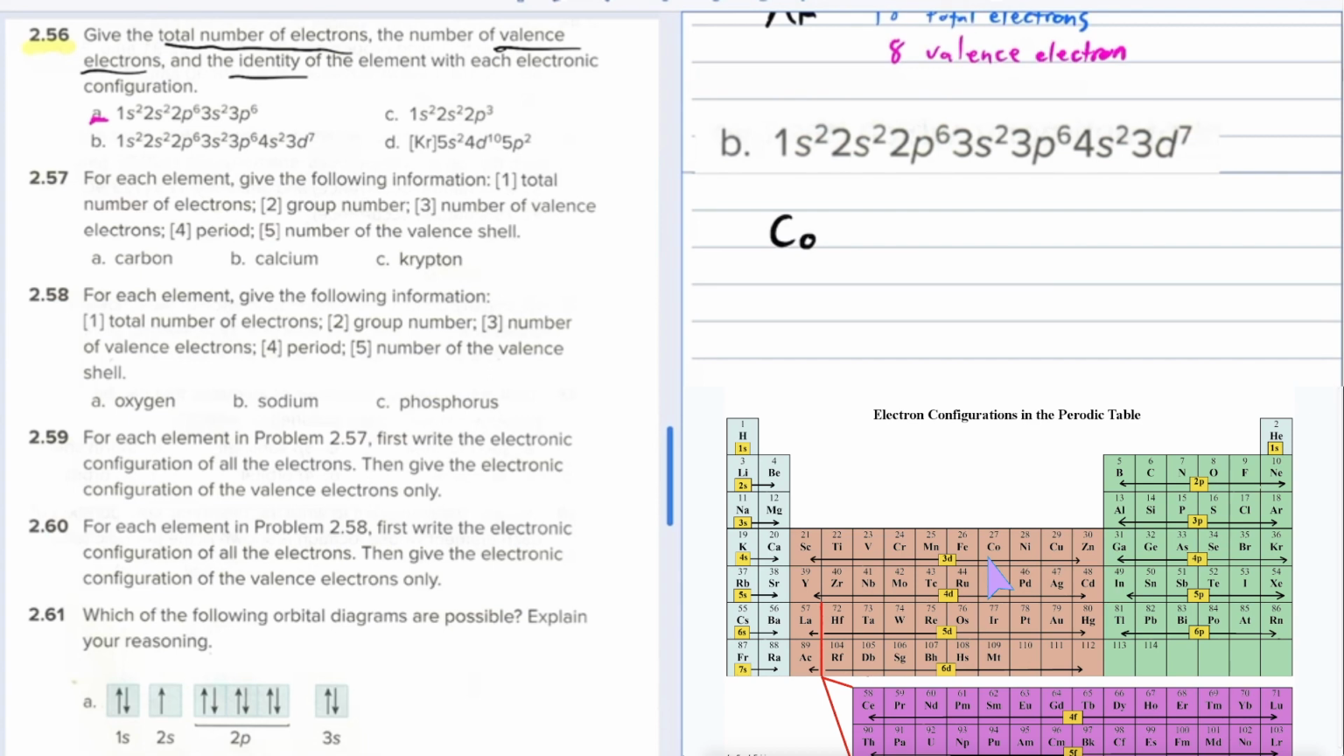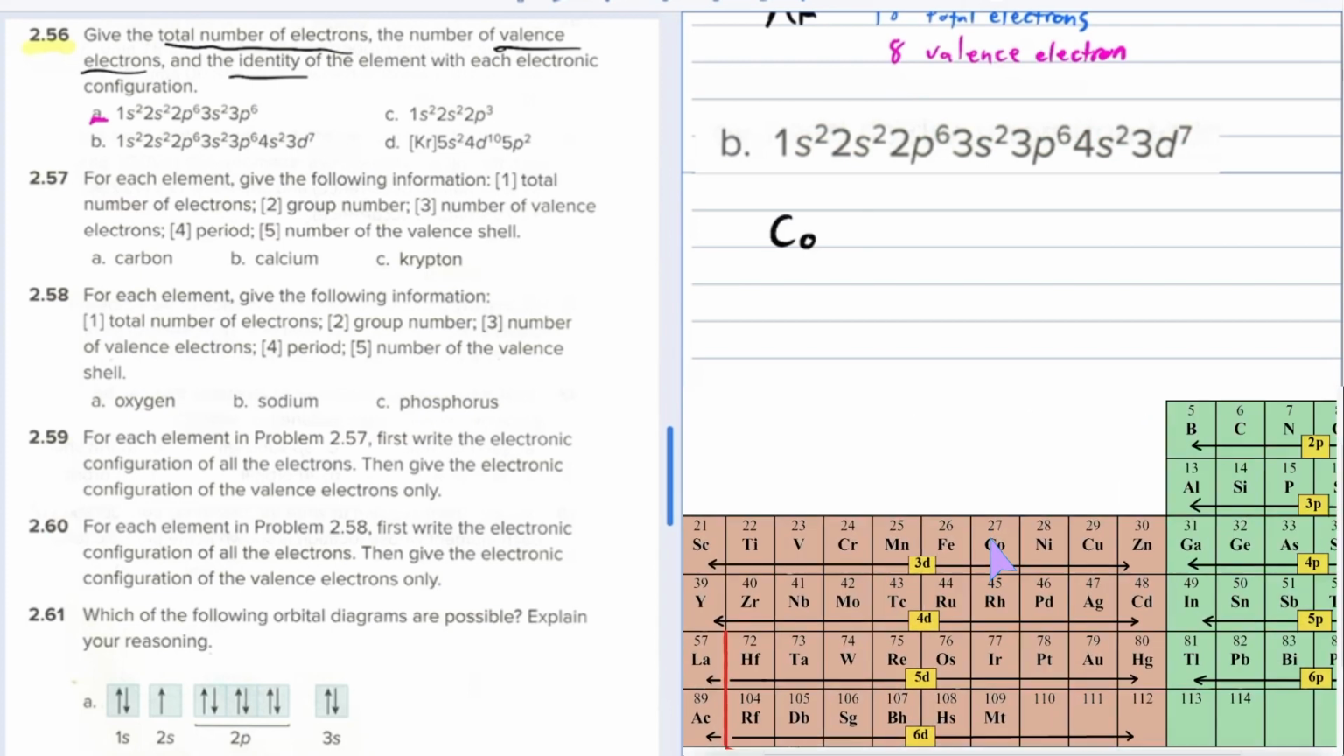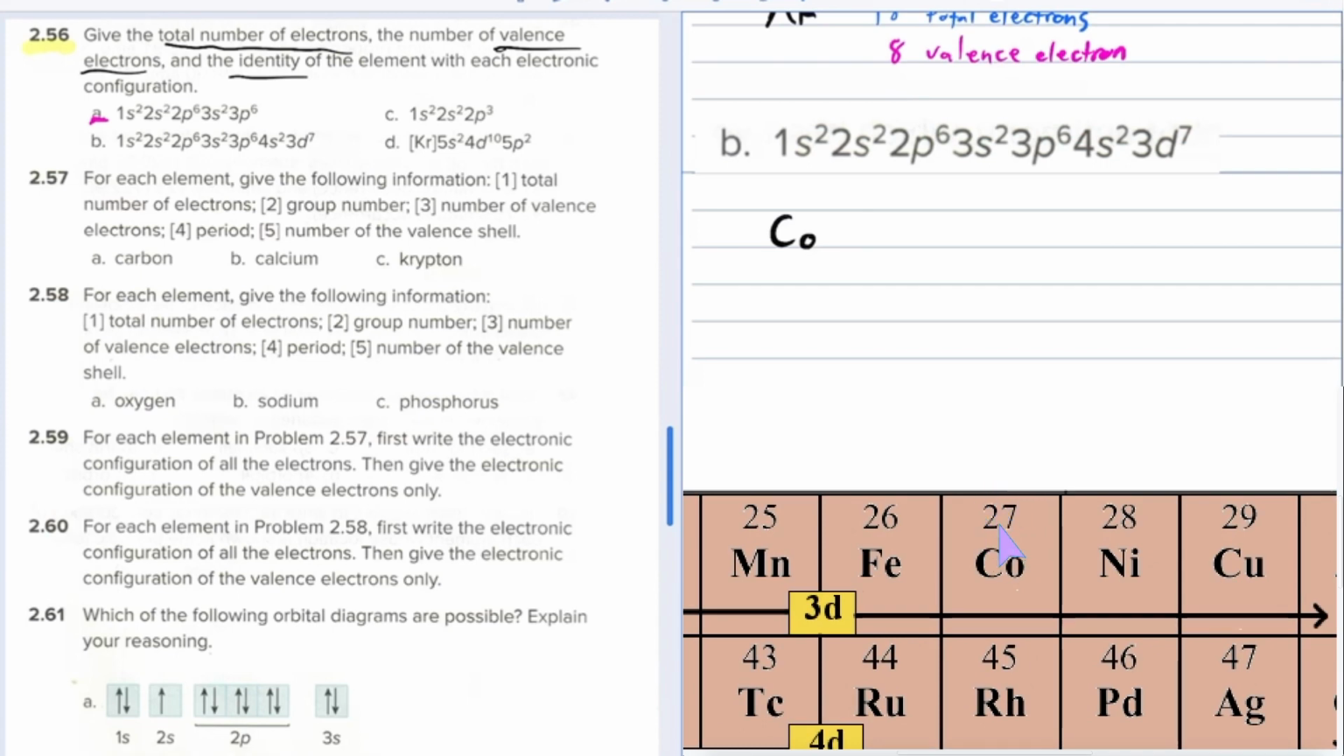Now, you can do it the hard way. You can count up all the electrons: 2 plus 2 is 4, plus 6 is 10. Or you can just look. You know, cobalt has 27 electrons in the neutral atom. So we'll say 27 total electrons.